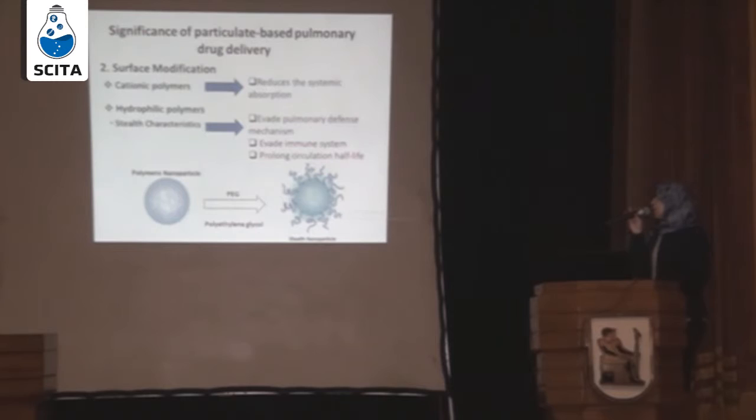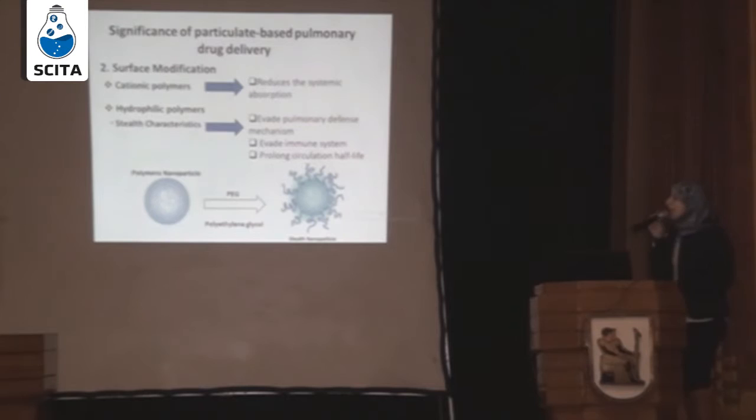Fourth is surface modification. We can reduce the systemic absorption of the drug simply by covering it with a cationic polymer. I don't know whether you know it or not, but there is something called chitosan. It's a material that carries a positive charge. It's commonly used to formulate a nanoparticle with a cationic charge.